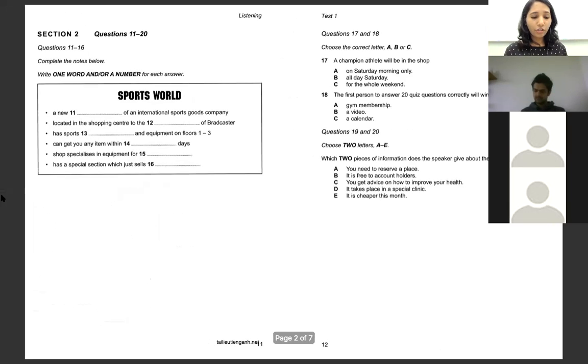So let's start off with section 2 now. Any doubts? Or can we go on? Yes. Okay.